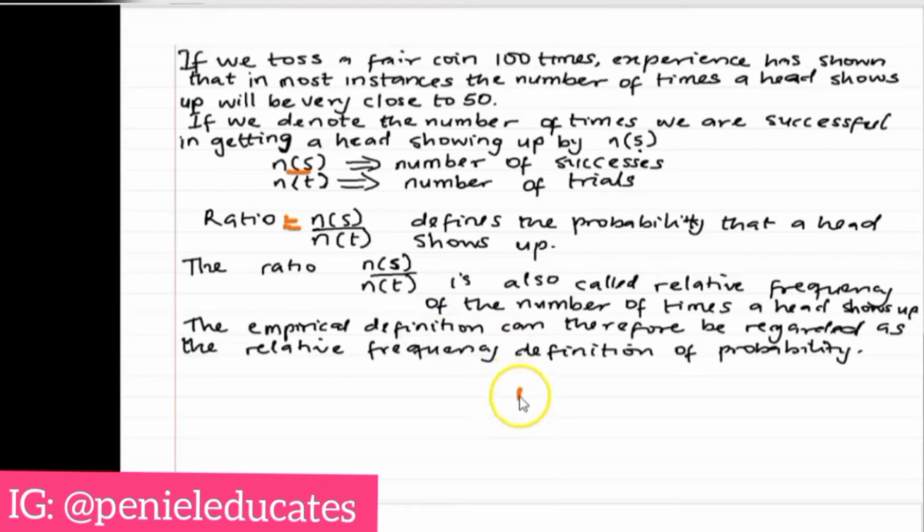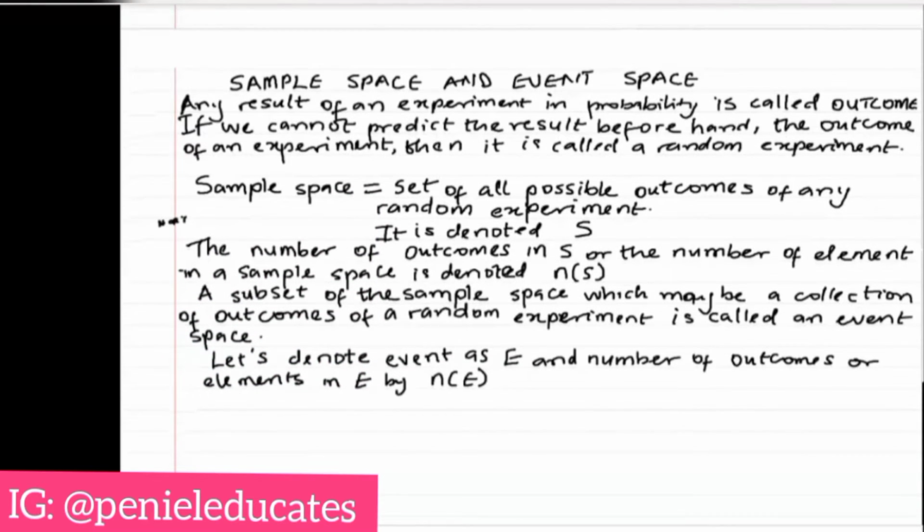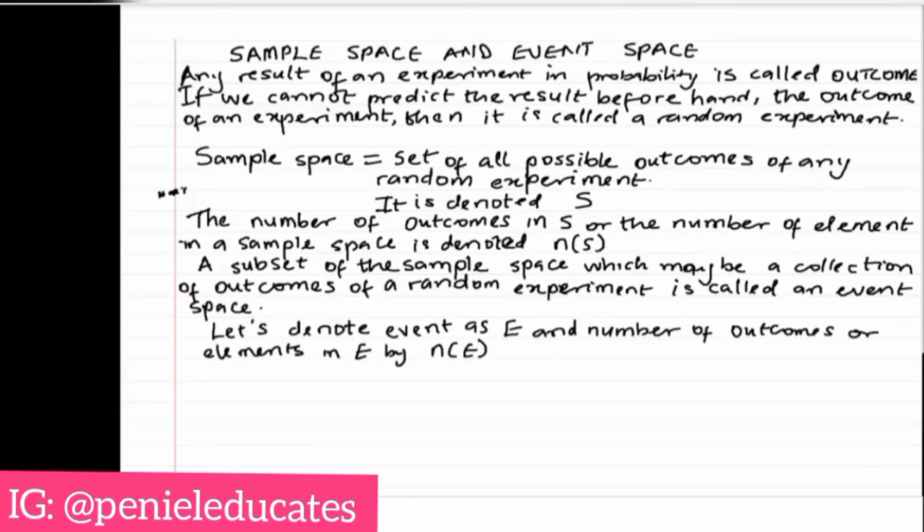So we have the number of events, the successes, then we have the number of trials, and that gives us the relative frequency. Now, let's check the next one, the sample space and event space. Any result of an experiment in probability is called an outcome. We need to take note of that.